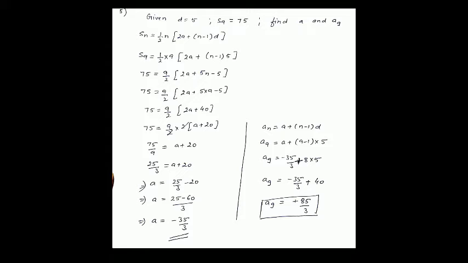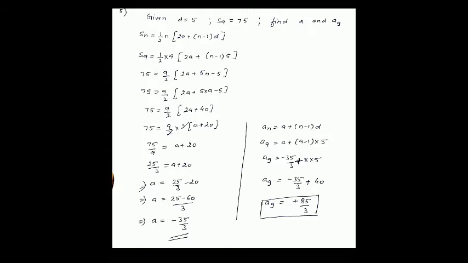Now 75 by 9, when we simplify it, becomes 25 by 3, which is equal to a plus 20. As we have to find the value of a, we will send 20 to the left hand side, so it will be 25 by 3 minus 20. When we take the LCM and solve, a is equal to (25 minus 60) by 3. Since it is minus and plus, we take the sign of the greater number, so a is equal to minus 35 by 3. So we have found the value of a.